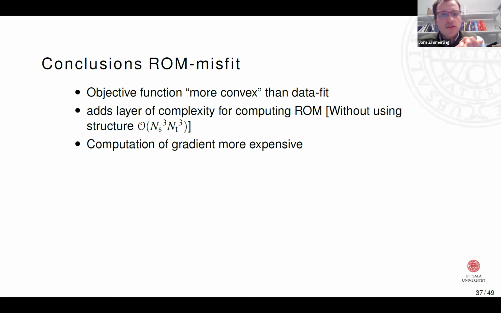Okay, so some conclusions on this reduced order model misfit. Our objective function is more convex than just using data fit, and we can get rid of many of the cycle skipping problems FWI had. Of course, we are adding a layer of complexity because we need to compute these reduced order models. And if you don't use the Hankel plus Toeplitz structure, the number of computations scales as the power 3 of sources and time. However, in our experiments, the computation of Jacobians and gradients is much more expensive than that. So we still think that this is a viable option for small examples right now.